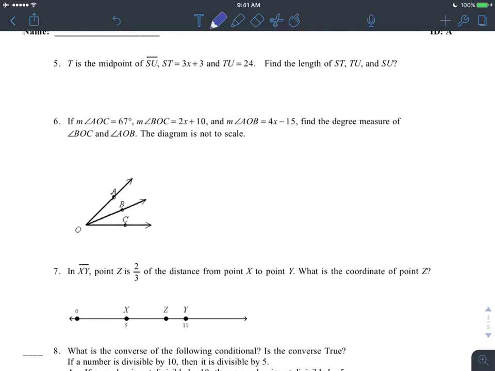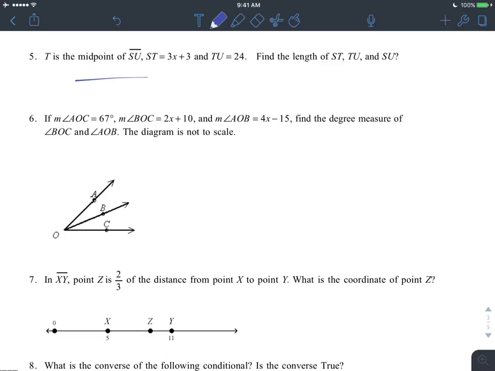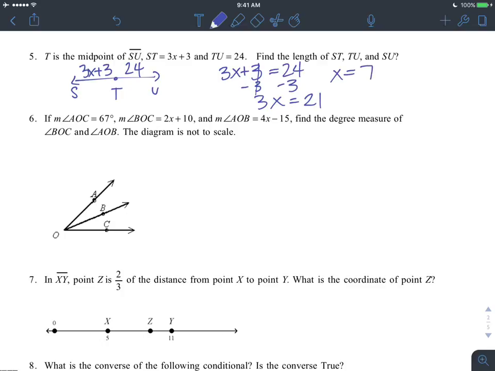Okay, it says T is the midpoint of SU. So I'm going to go ahead and draw that. ST is 3x plus 3, and TU is 24. Since T is the midpoint, we know those two things are equal. So we're going to set them equal to each other. Subtract 3 from both sides. 3x is equal to 21. So that means x equals 7.